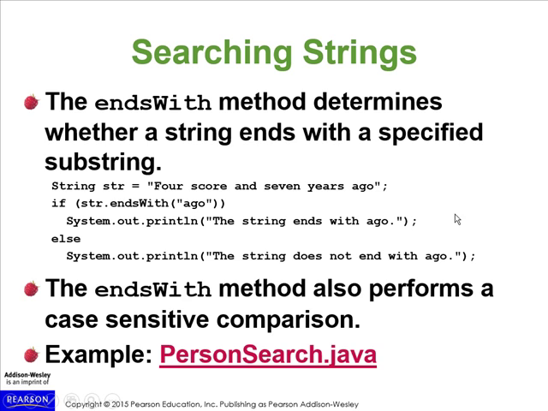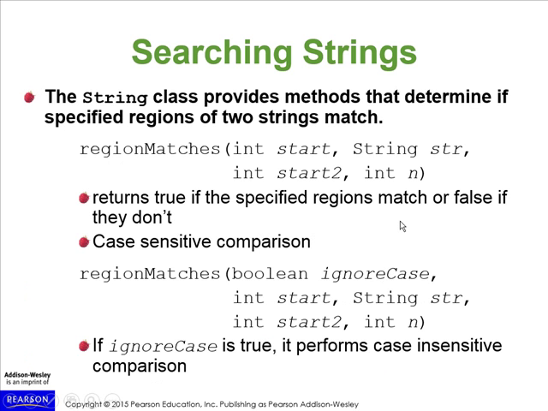endsWith, again, is the same. So as it says, it determines if specified regions of two strings match. So maybe I've got two different documents, and I want to look in two different parts, a part of each document to see if they're the same thing.